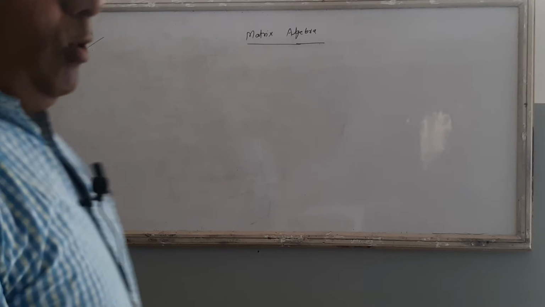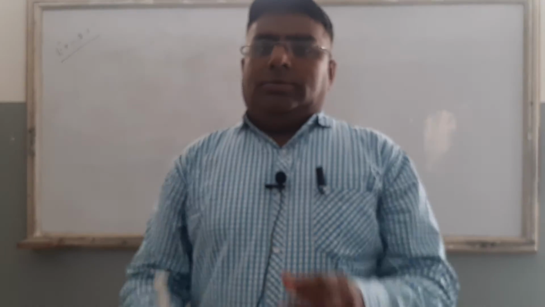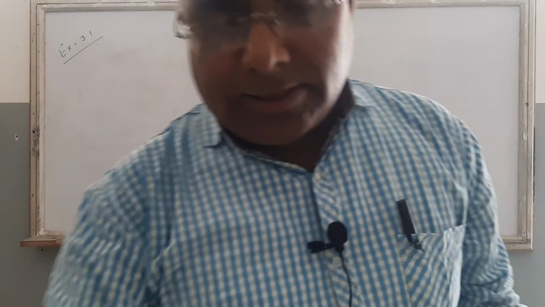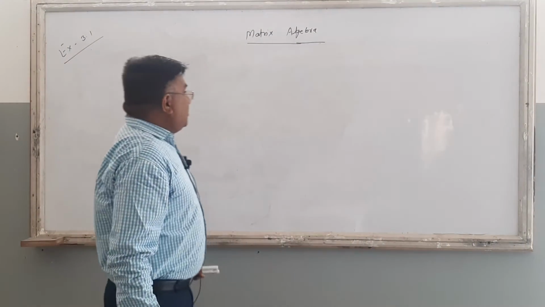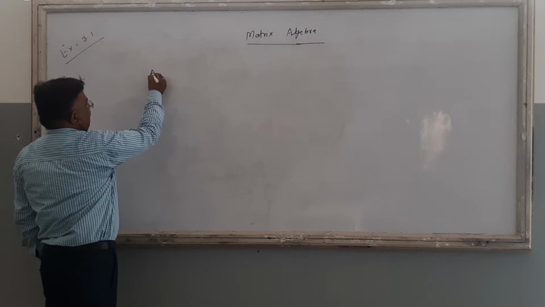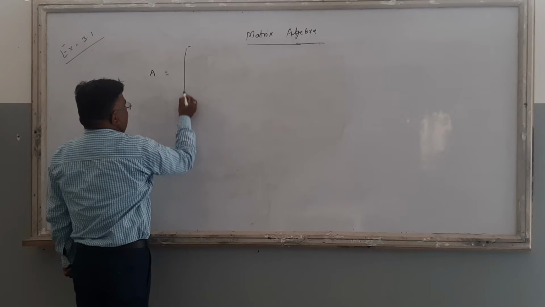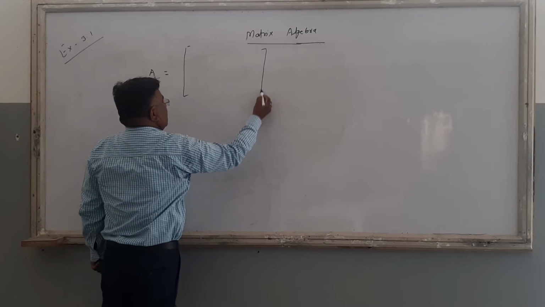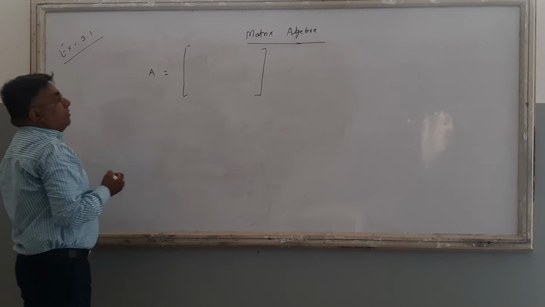First thing, what is the meaning of matrix? A matrix has a very simple meaning: it is a collection of data. A matrix is denoted by any capital letter: capital A, capital B, capital C. A matrix is written in a big bracket. For example, a matrix is a collection of data, a collection of numbers, right?